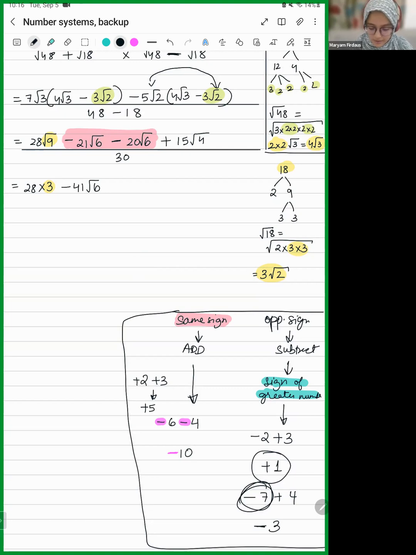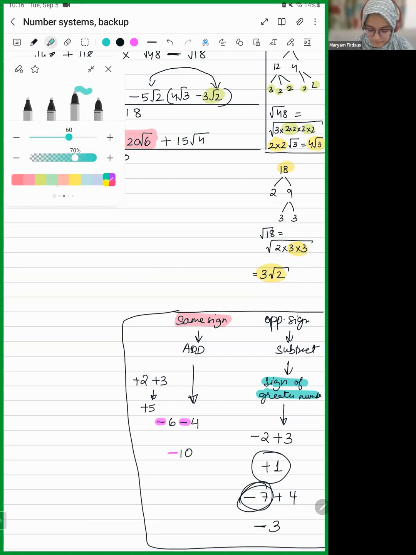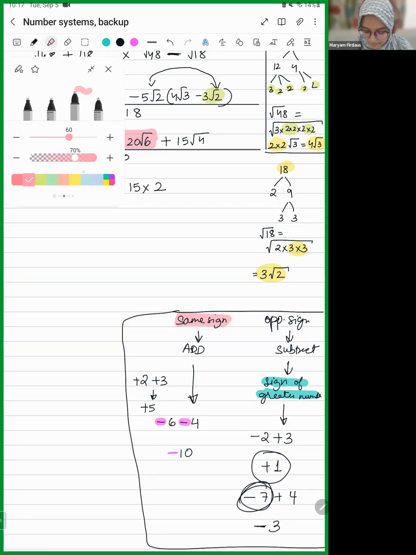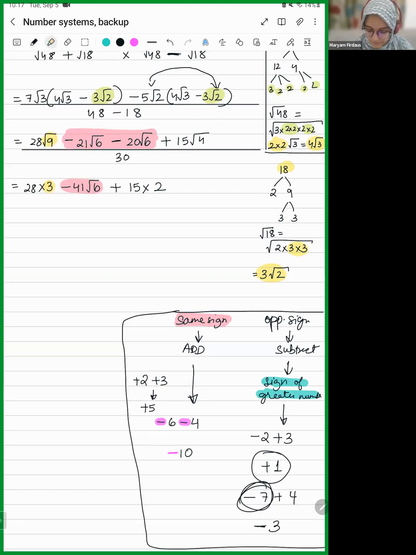Okay, so that's done. Now plus 15 into, what is root 4? 2. Very good. So 15 into root 4, which is 2. Just a minute. Now denominator is what? 30.